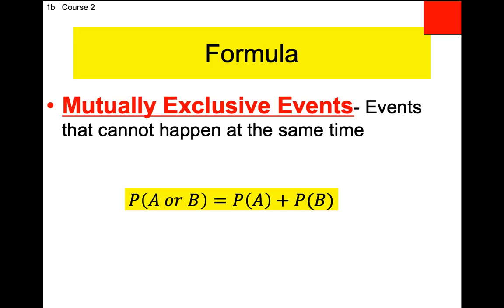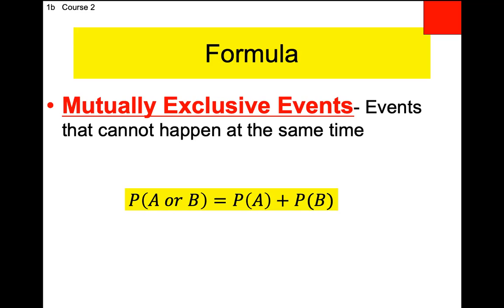I'm stressing that because when we get to test day, I won't say calculate the mutually exclusive probability. I'll simply say, here's the game, what's the probability? You will have to know if it is mutually exclusive. You ask yourself, are these two things that cannot happen at the same time? Then you use this formula.